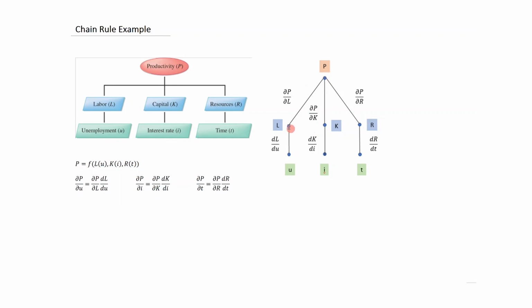In this case, L goes to U directly, K goes to I directly, and R goes to T directly. There is no splitting, and there's nothing else. It's just a direct connection. And so these would be direct derivatives, dL/dU, dK/dI, and dR/dT. So from P to U would involve the product of this derivative times this derivative, which would be the partial derivative of P with respect to L and the direct derivative of L with respect to U. Similarly, you can do the same thing for the remaining two links.